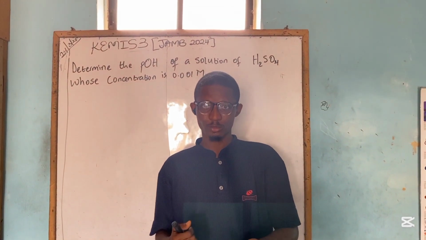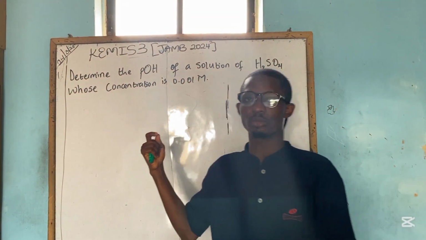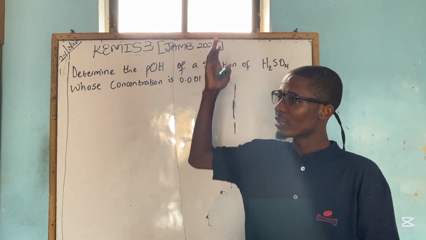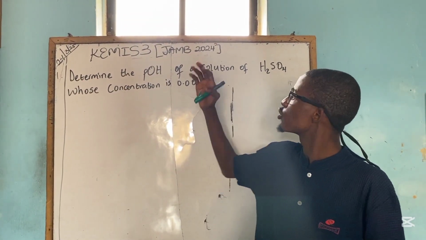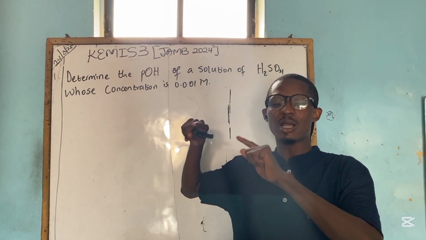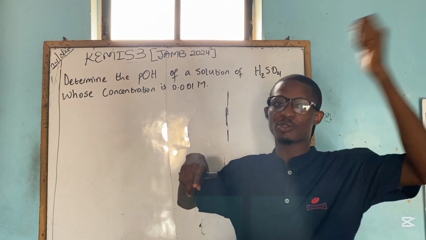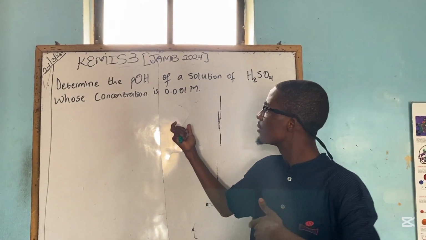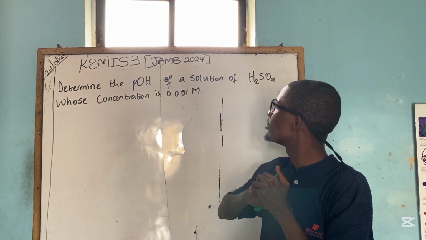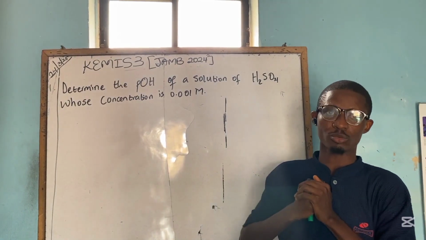I'm here again to take the second calculation in the year 2024 JAMB question. If you check your past question, you will find out that in 2024 JAMB, we only have two calculations. The answer to the first calculation question was in the first video, and this is the second calculation question in the year 2024 JAMB question. Now let's look at the question together.